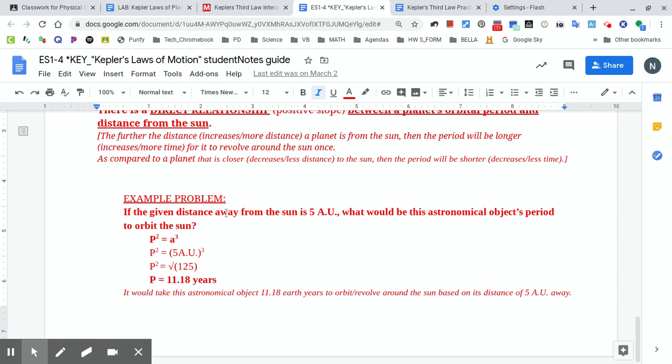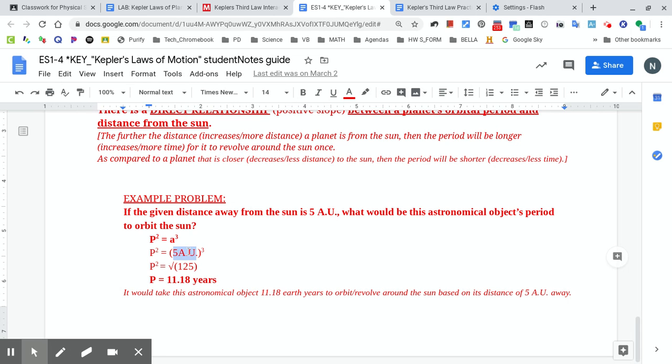Okay, so here's the example problem on the key. If the given distance away from the sun is 5 AU, so that's our distance, or our A, what would be the astronomical object's period to orbit the sun, or how long would it take to go around the sun? So we don't know P. In all the situations that we do for your class, we're always solving for P, or time, and we are plugging in our value for distance. Now distance, we always want to use the AU value. So you can see here the 5 AU, which is our distance from the sun, is plugged in for A. It helps if you write the equation above it if you need to. If you are used to just plugging it in right away just like this, that's fine too.